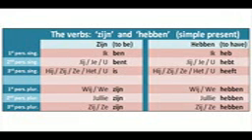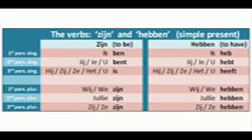Welcome back to the third video about verbs. Here you see an overview of the verbs zijn, hebben and zullen, in both the simple present tense and the simple past tense. My advice is that you write these down. You will need them very often.